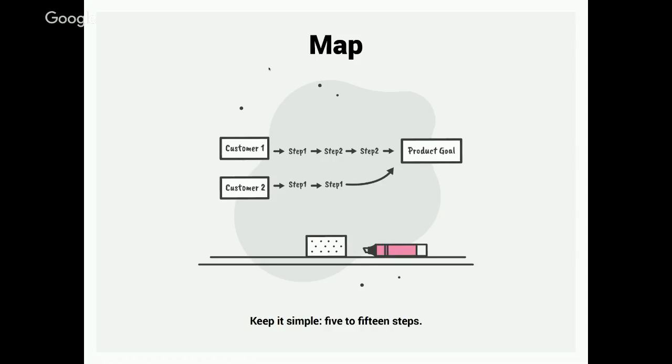So one of the exercises during Monday is this map. If you're thinking about a product like Uber, the map might be, how can a passenger get a ride from a stranger to get from here to there? That would be a map, and that would be this 5 to 15 step journey that you'd map out on a whiteboard or a big sticky paper.